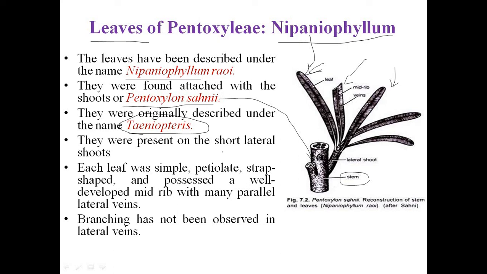The leaves were present on short lateral shoots, and each leaf is simple, petiolate, strap shaped, and possessed a well developed midrib. You can observe this well developed midrib, and also here you can observe the parallel venation. But branching has not been observed in lateral veins. So this is the reconstruction of stem and leaves. The stem, that is Pentoxylon, and the leaf, that is Nipaniophyllum, were reconstructed by Birbal Sahni.